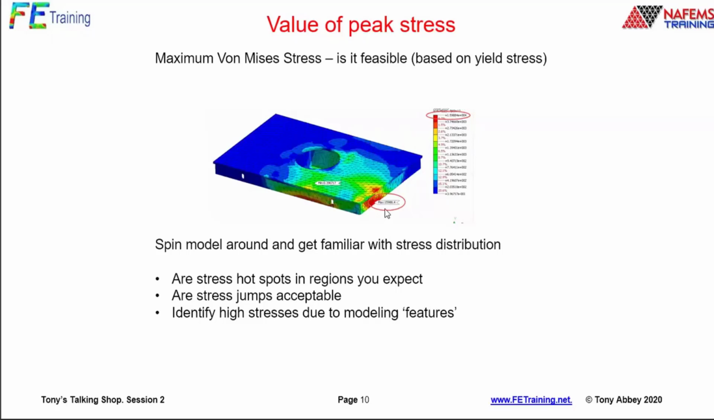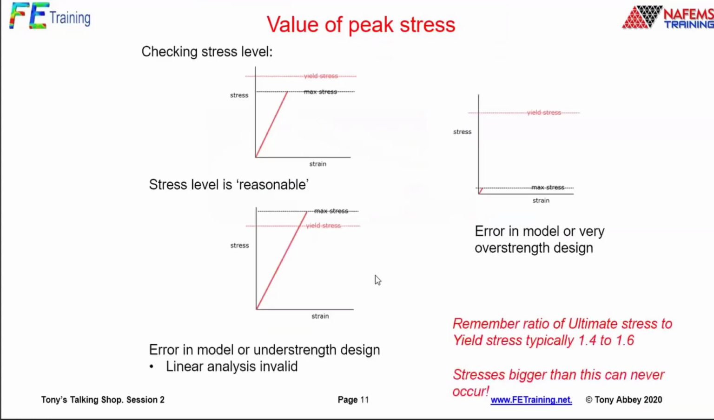A couple of things we're going to talk about in a little more detail. One is, are the hotspots of high stress in the regions you expect? Are the stress jumps acceptable? We switch off stress averaging and look at this local hotspot or high stress region, high stress gradient. Do we see big jumps across the element, which would mean perhaps we've got meshing problems and we need to do mesh convergence, whatever it might be? Maybe we've got high stresses due to what are called modeling features. I'll expand on some of these in the next couple of slides.